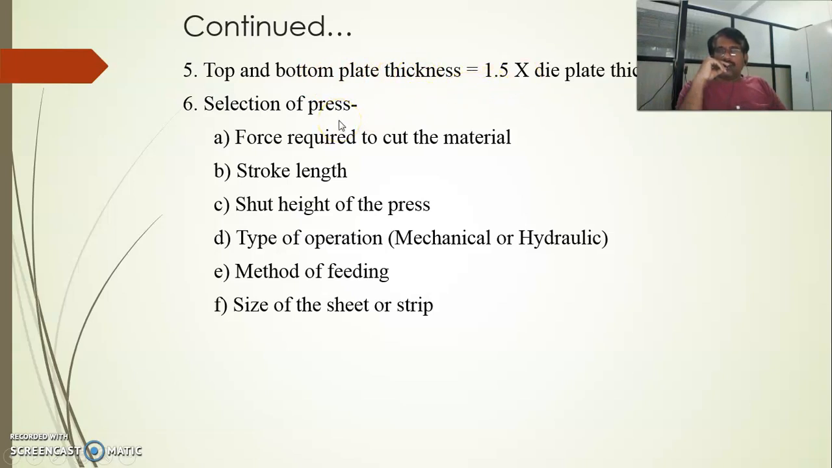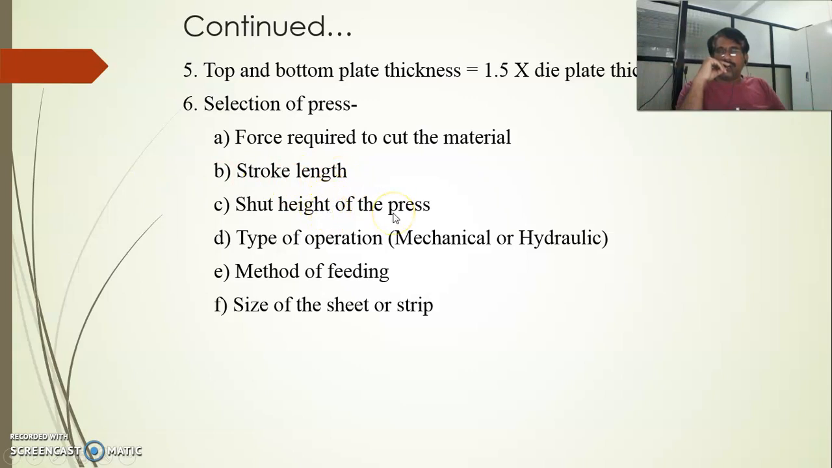Another set of considerations we have to write over there: the force required to cut the material, that is your tonnage, which has already been calculated as the cutting force. Then the stroke length, considering the straight path of the punch that has to travel into the die, which is called the land or the straight. So considering that, you have to mention the stroke length of the press.